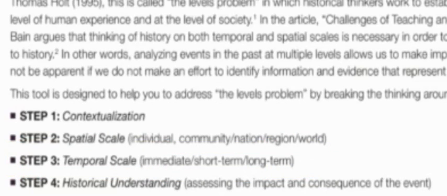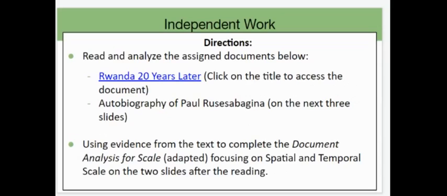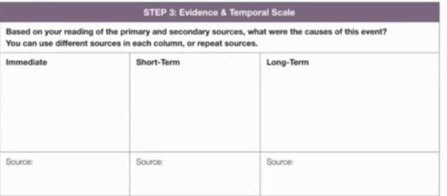Now, we're going to look at the same two sources that we looked at for Step 2, but for Step 3. This time we're going to work with Rwanda 20 years later. That's the source that you worked on your own last time. And you're going to work with the autobiography after we look at how we work with this particular tool, which is the evidence and temporal scale.